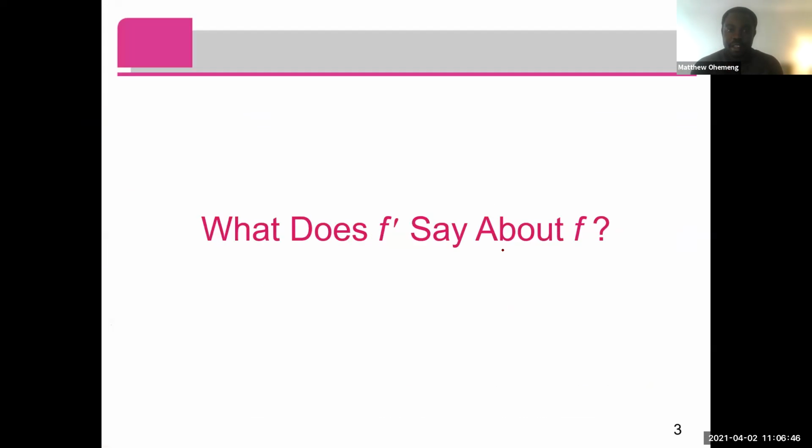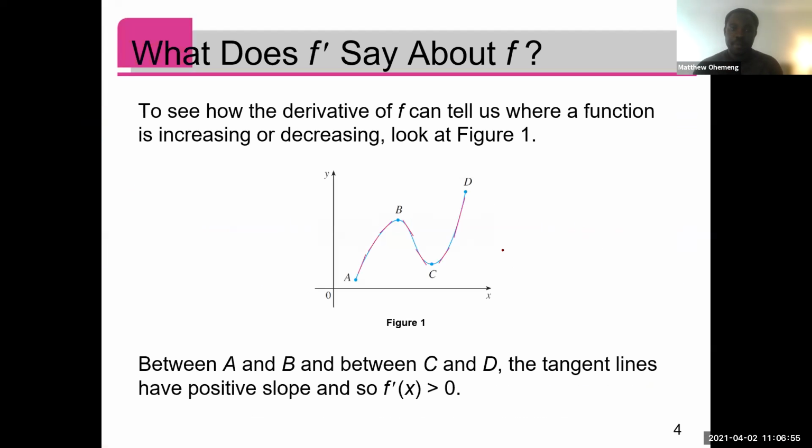So we start with the first derivative. What information does f prime give about f, right? Or what does f prime say about f? Now, to try and establish what the relationship between f prime and f is, let's look at this graph. The graph is in blue and its tangents are in, I think, red or pink or whatever. Yeah, the tangent lines are drawn on the blue line.